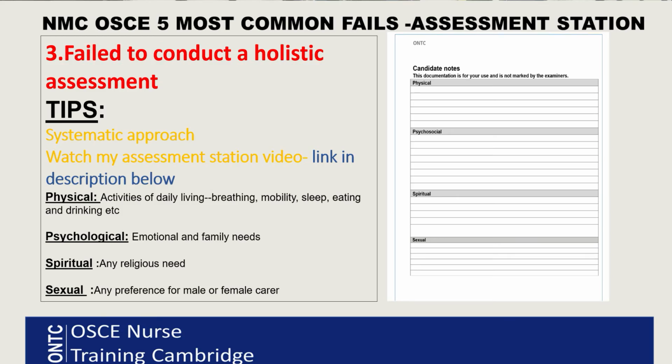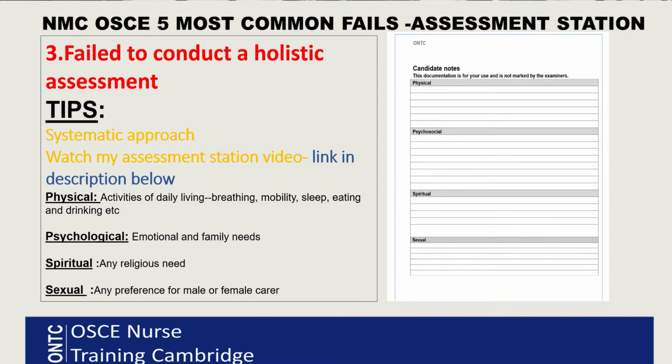Okay, number 3 is fail to conduct a holistic assessment. You do know that in your assessment station with your real actor, you have to do a systematic holistic assessment. So you do your vitals, you do your A2E assessment, that's just some part of it. But you still need to work out the patient's nursing needs, what's wrong with your patient, and how you can help your patient to address those nursing needs. That's what's called holistic assessment.